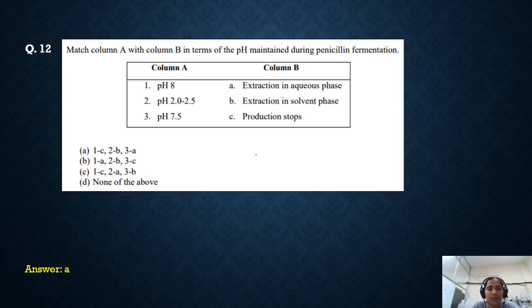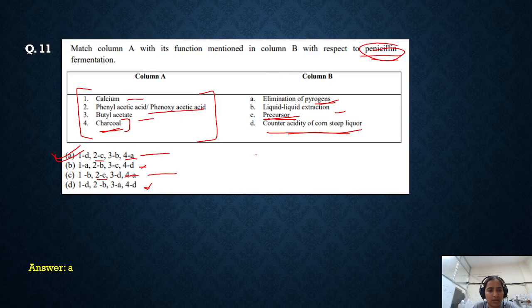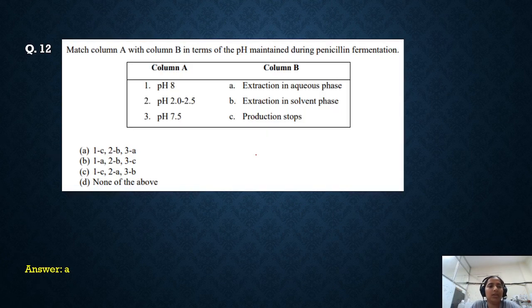Coming to next question. This is match column A with column B in terms of pH maintained during penicillin fermentation. So they have given 3 pH, that is pH 2 to 2.5, pH 7.5, pH 8, and here three options are given: extraction in aqueous phase, extraction in solvent phase, and the third is production stop.